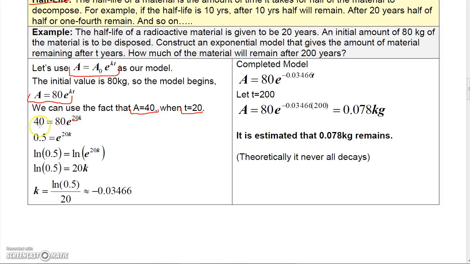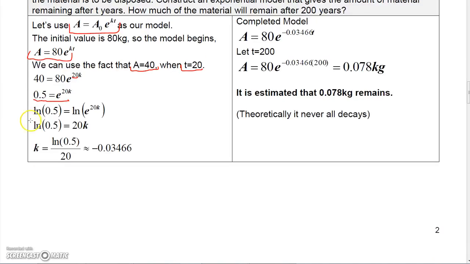Well, then divide both sides by 80. 40 divided by 80 is 0.5. So I get 0.5 equals e to the 20k. Then I can take the natural log of both sides. Natural log of 0.5 is equal to natural log of e to the 20k. And since the natural log of e to the 20k is just 20k, I get natural log of 0.5 equals 20k, and then divide by 20 to get natural log of 0.5 over 20.